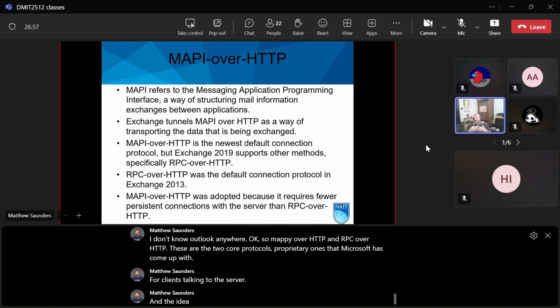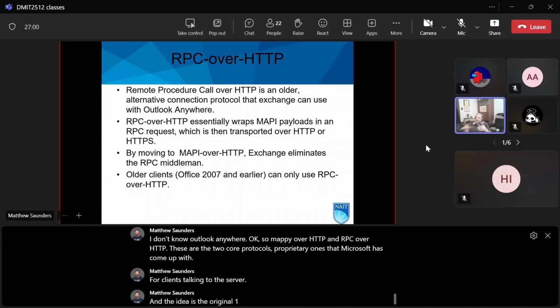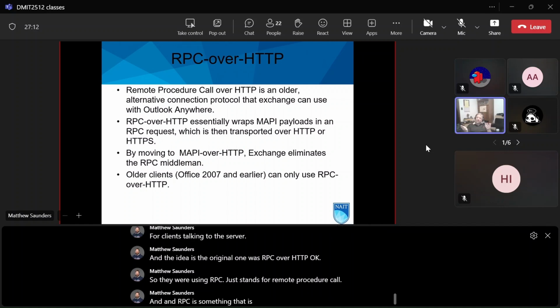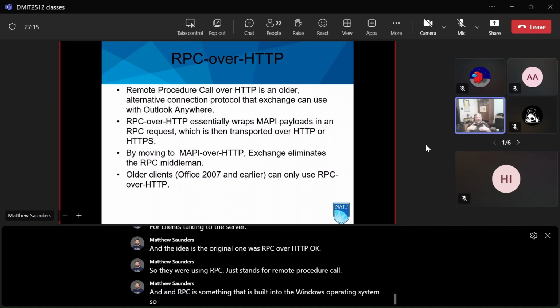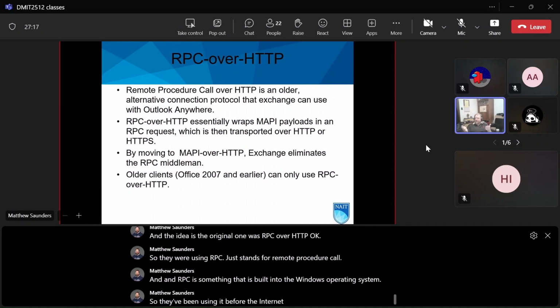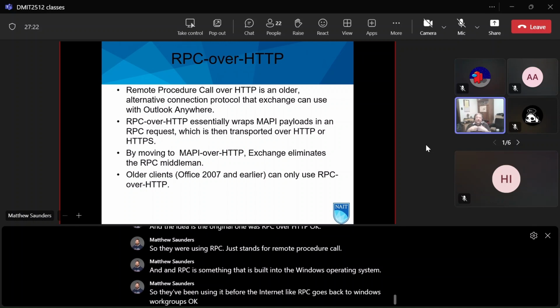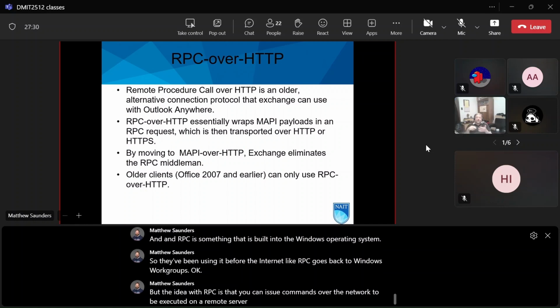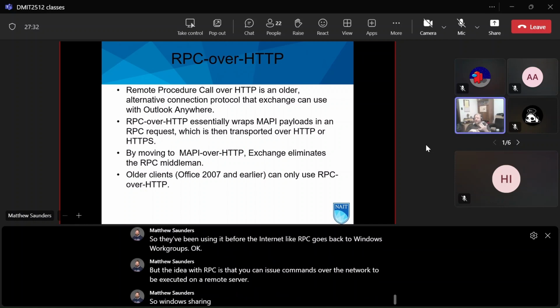And the original one was RPC over HTTP. So they were using RPC, which just stands for remote procedure call. RPC is something that is built into the Windows operating system, so they've been using it before the internet. RPC goes back to Windows workgroups. The idea with RPC is that you can issue commands over the network to be executed on a remote server. So Windows sharing involves RPC.